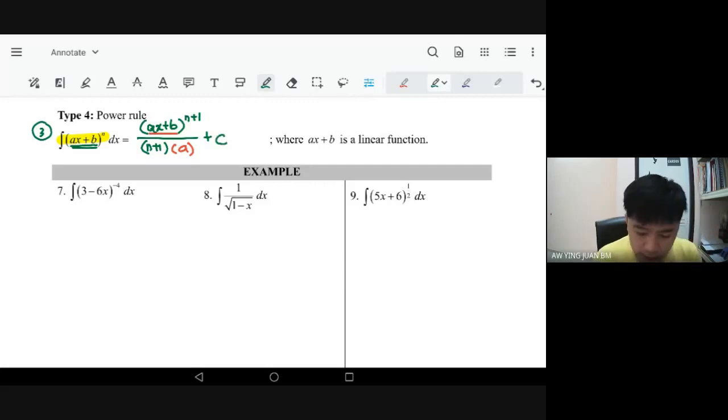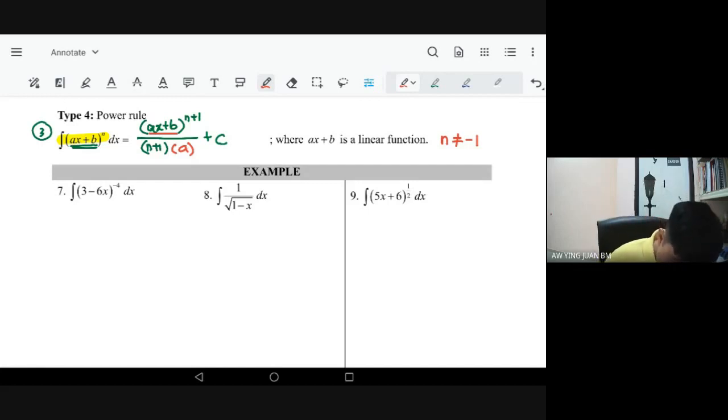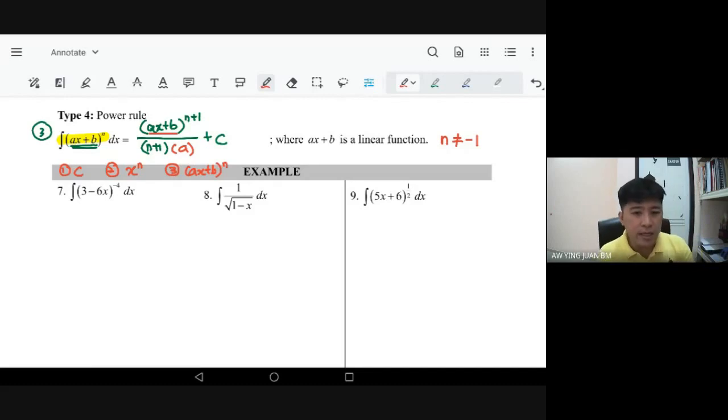Okay. Take note lagi sekali, iaitu n cannot be equals to negative 1. You kena catatlah benda ni. So ini adalah cara nak integrate power rule atau ax plus b power n. Saya lebih suka panggil dia ax plus b power n lah. So kita dah ada number 1 constant, number 2 x to the power of n, and number 3 ax plus b to the power of n. N can be anything, any constant kecuali negative 1.